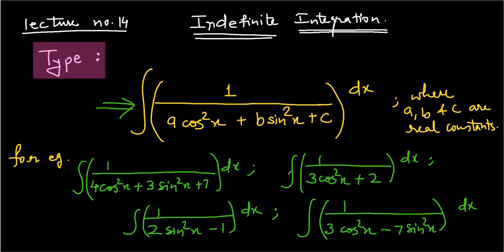So these are different examples of this type of problem. In short, you have 1 in the numerator, and in the denominator you have terms of cos square x, sin square x and constant. So we can start with the method. If you have this type, then what is the method to solve it?